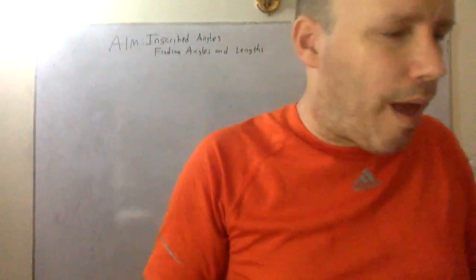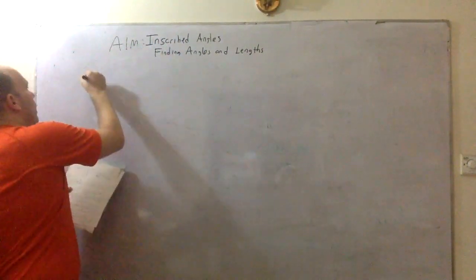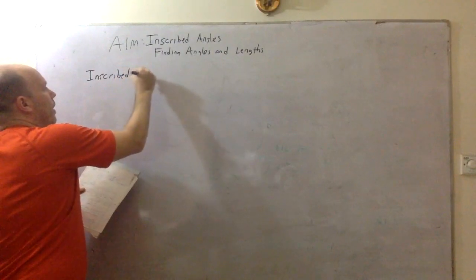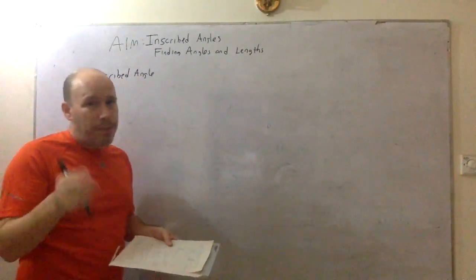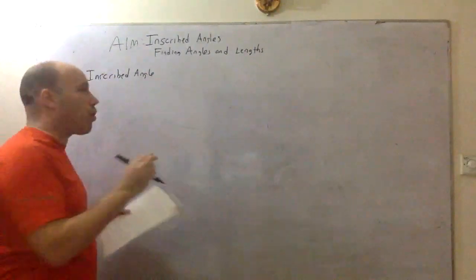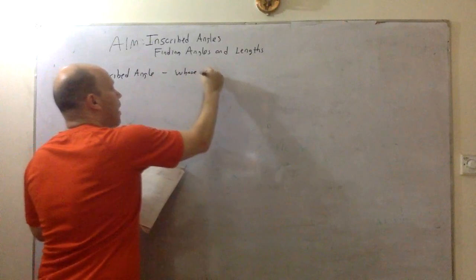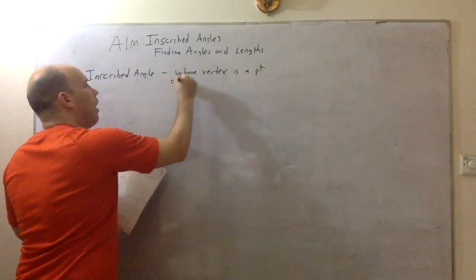Okay, let's see how far we got. So first thing, inscribed angle. An inscribed angle is an angle inside of a circle. Once again, we have a circle with a radius, but this time the vertex is a point on the circle. It's an angle whose vertex is a point on the circle.